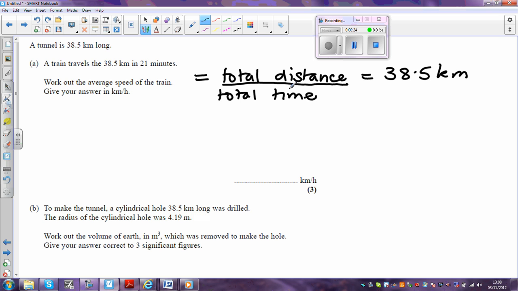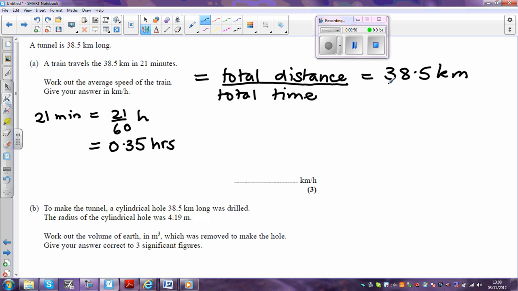Now, the problem here is that they're asking us to find the average speed of the train in kilometers per hour, but they give us the distance in kilometers. That's fine. They give us the time though in minutes. And what you have to realize here is that 21 minutes is actually just a fraction of an hour. It's 21/60ths of an hour, and you can change that into a decimal by just using your calculator, dividing 21 by 60. You get 0.35 hours.